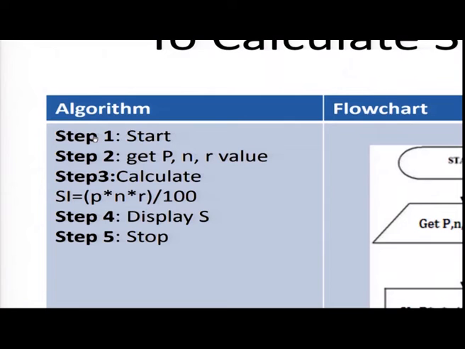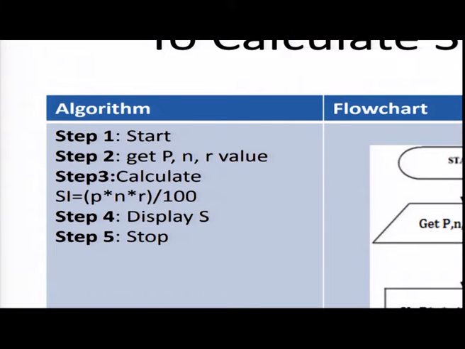So here we will see how to write the algorithm. Step 1 is start. Step 2 is you are getting the value of P, N and R. Now step 3 is to calculate the value for simple interest. The formula used is PNR by 100, which is P multiplied by N multiplied by R whole divided by 100. P is the principal, N is the number of years the deposit has been made, R is the rate of interest per annum, and the whole is divided by 100. The next step is to display the calculated simple interest.